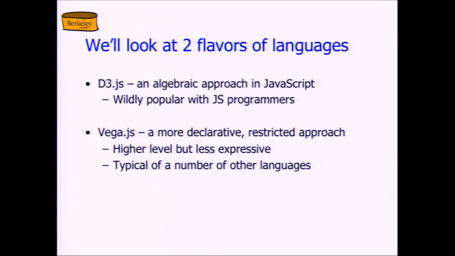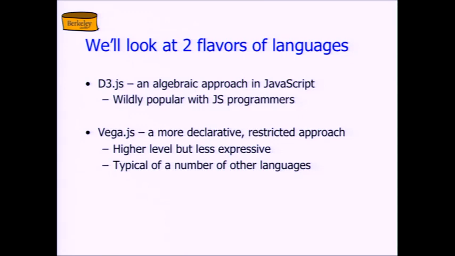We're going to look at two flavors of languages in our lecture. You will work with the first of these. So D3.js is somewhere between an imperative and algebraic language. It's very deeply embedded in JavaScript and the web, because that's where a lot of visualization needs to happen. And it's extremely popular in the JavaScript community. It's one of the top 10 most popular projects on GitHub as of last check, above Linux, for example. So very, very popular project.